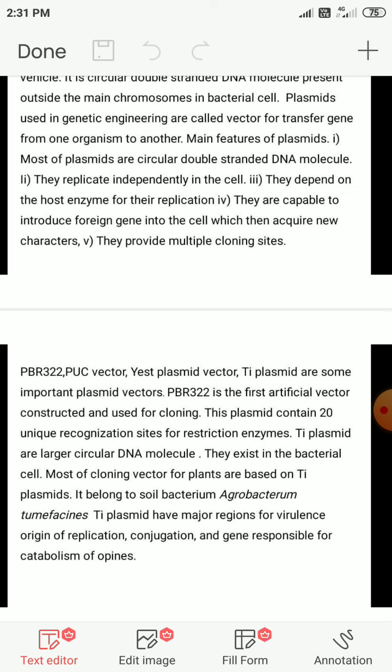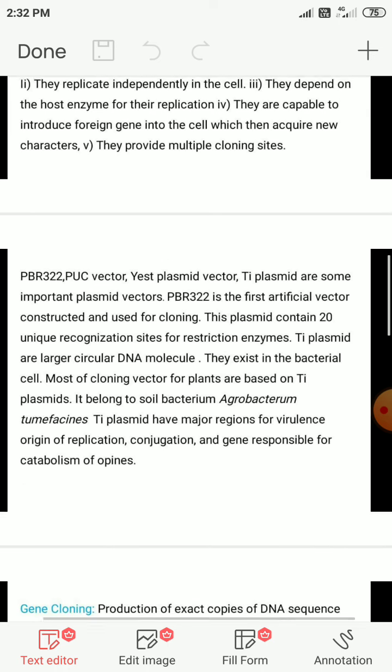pBR322, pUC vectors, yeast plasmid vectors, and Ti plasmids are some of the important and common plasmid vectors. pBR322 is the first artificial vector constructed and used for cloning. This plasmid contains 20 unique recognition sites for restriction enzymes.